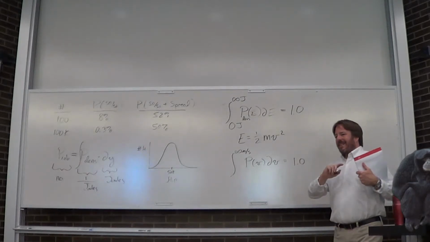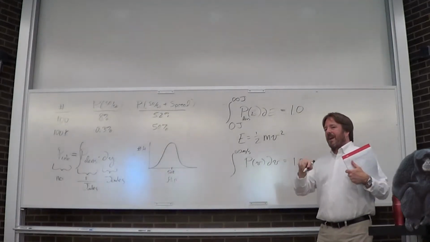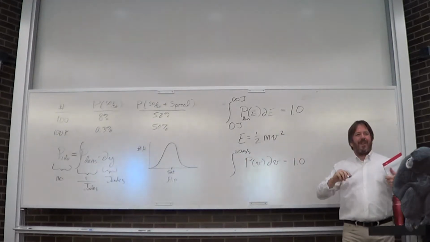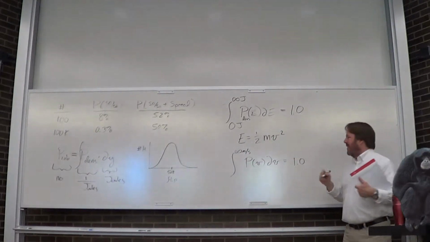No. Net velocity. Net velocity is the square root of Vx squared plus Vy squared plus Vz squared. So 0. Right. You cannot have a negative net velocity.